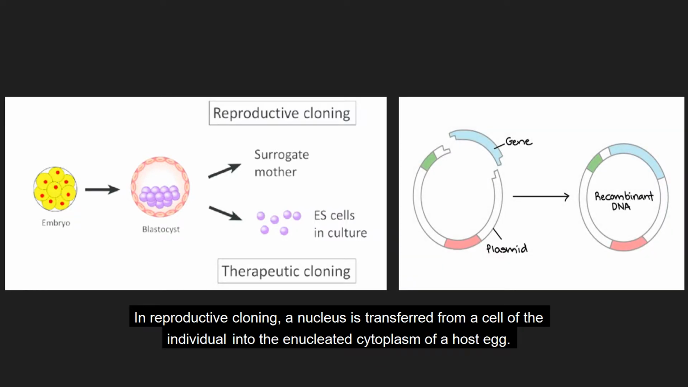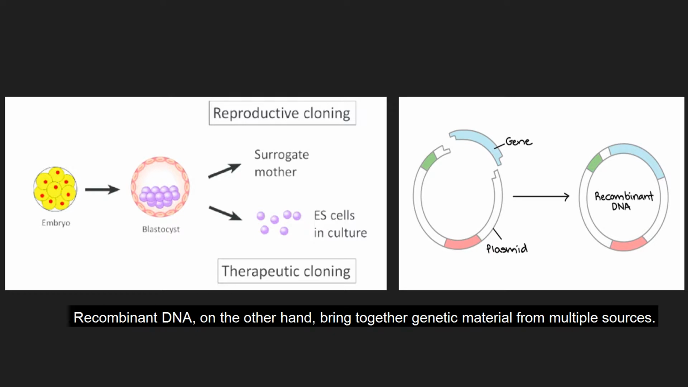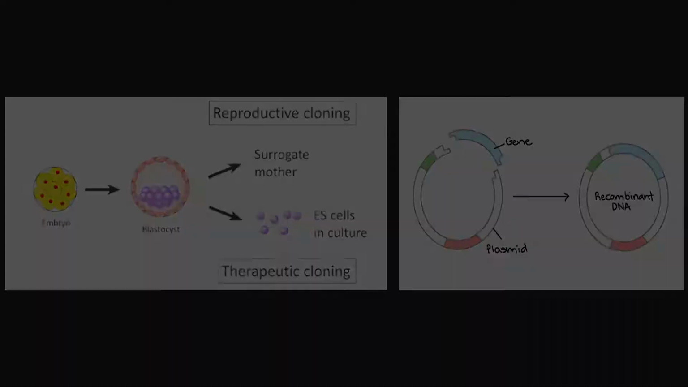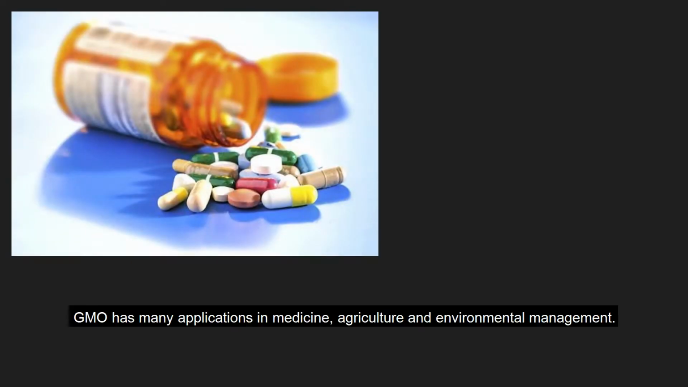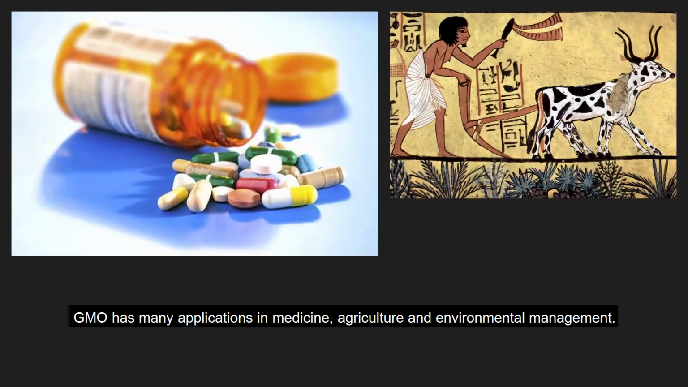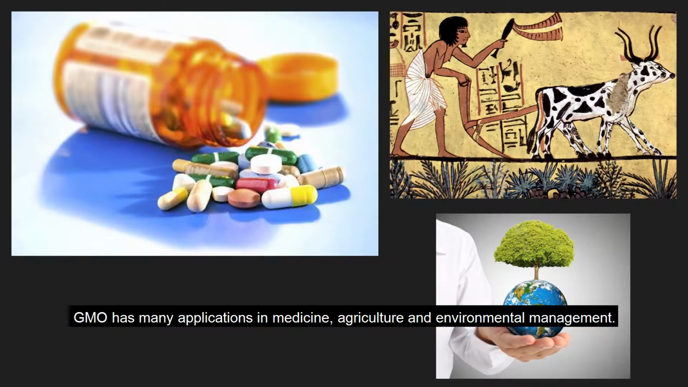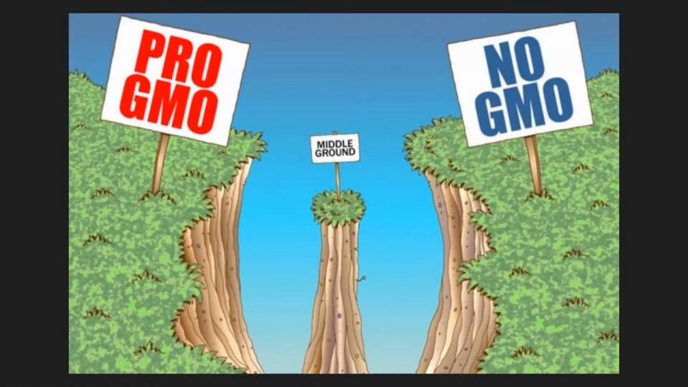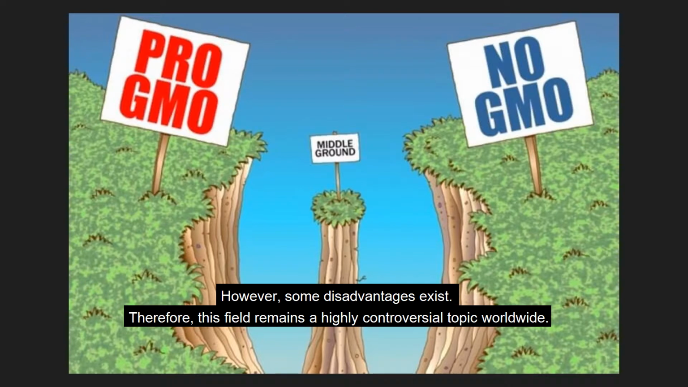In reproductive cloning, a nucleus is transferred from a cell of an individual into the enucleated cytoplasm of a host egg. Recombinant DNA, on the other hand, brings together genetic material from multiple sources. GMO has many applications in medicine, agriculture, and environmental management. However, some disadvantages exist. Therefore, this field remains a highly controversial topic worldwide.